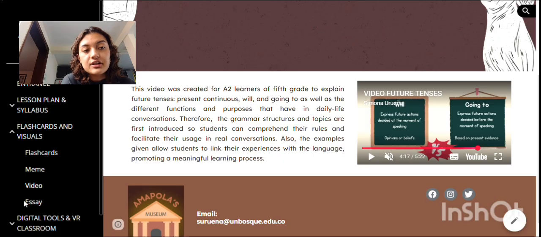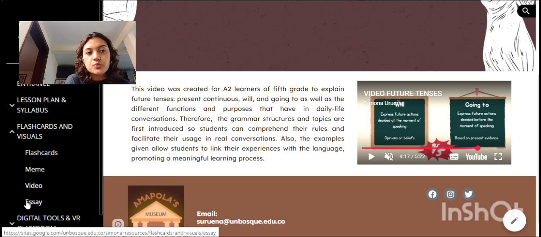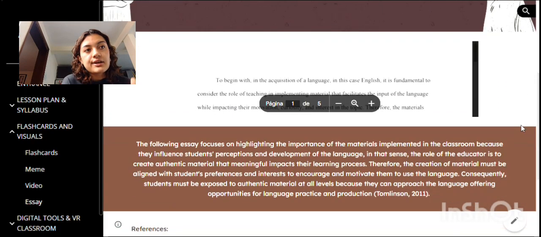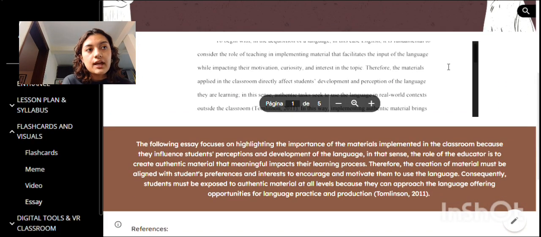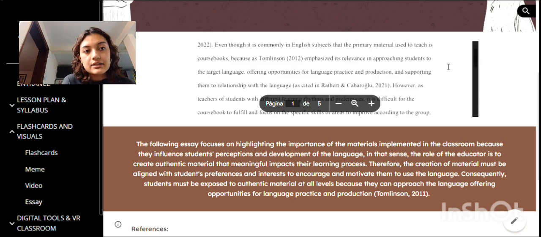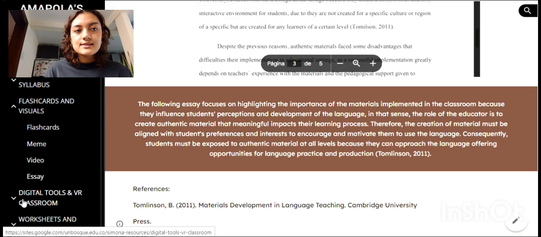The last material of this section is the essay, which was an essential task to reflect on the importance of creating authentic material, taking into account the likes and preferences of the students, because it influences their motivation and learning processes. It is called Digital Tools and VR Classroom.